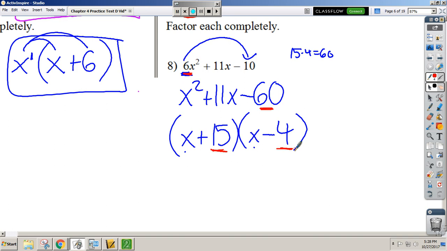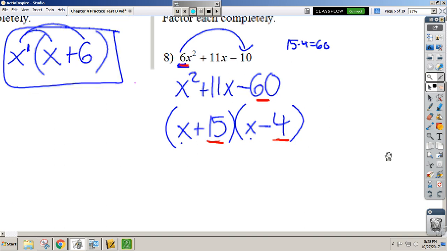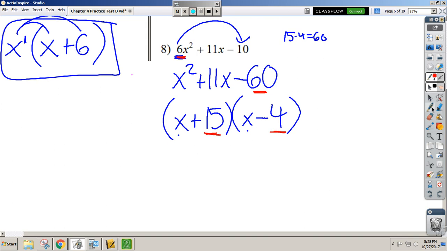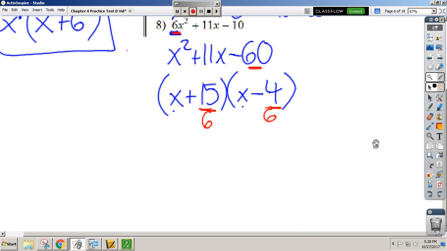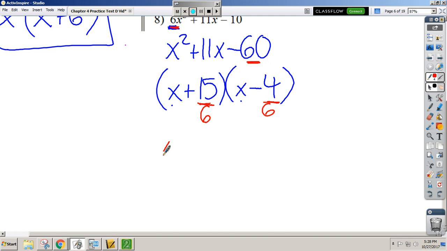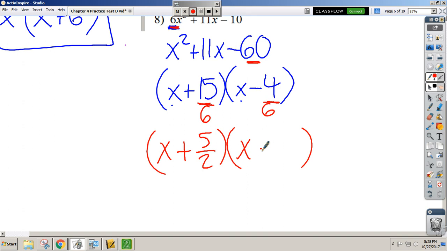Since we got the 6 there by multiplying, we'll get it back by doing the opposite. We'll get it back by dividing out that 6. Then we want to reduce these two fractions if we can. So 15 over 6, well, 3 goes into both of these. 3 goes into 15 that many times, goes into 6 twice. 4 over 6 can be reduced to 2 over 3.